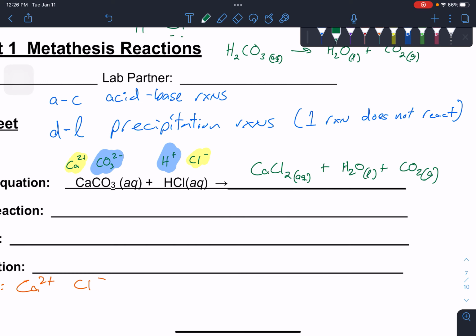Question? So then you would have to balance it. Yeah. So I won't do that here, but for all of these, go back in and make sure that everything is balanced. Should just be 2 HCl, right? Yeah. Okay.